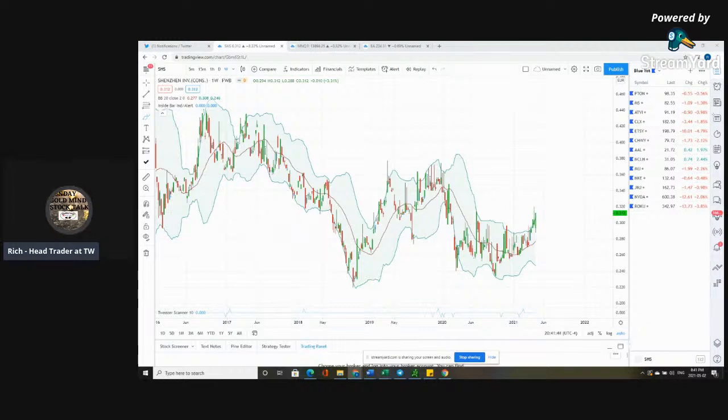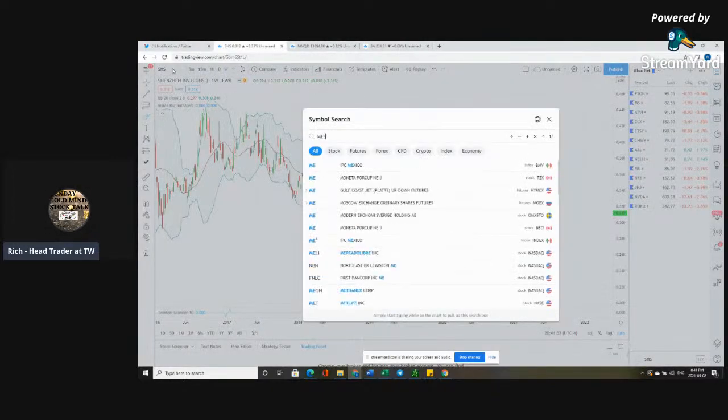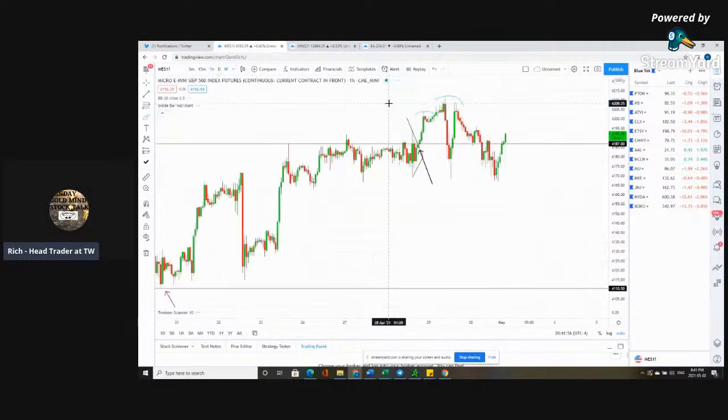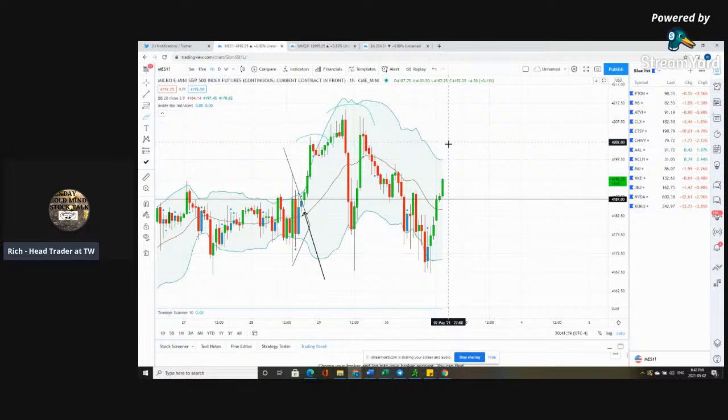So there we go. Just to recap on the futures, the line in the sand for the bulls is between 4150 to 4160. And then the shorts are going to be watching 4200.